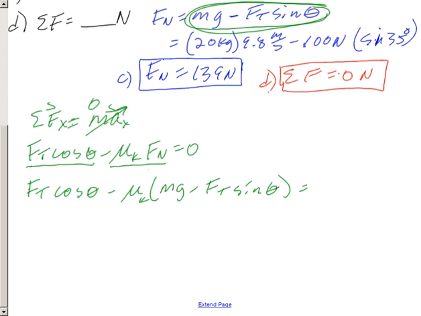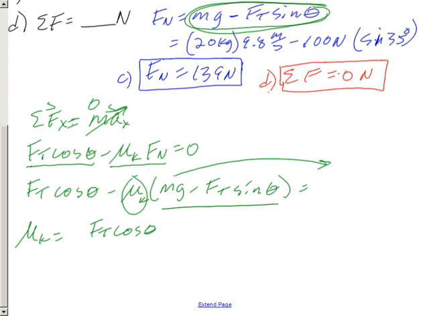Now, since we want to solve for mu k, let's do that. So we get mu k is going to be equal to, if we flip all of this to the other side, and that mu k will be negative, positive, so we can say mu k equals Ft cosine theta, and then bring this back underneath, and we'll get mg minus Ft sine theta. So make sure you know how we got from here to here. You might want to do it in 2 steps, but there it is in 1 step.